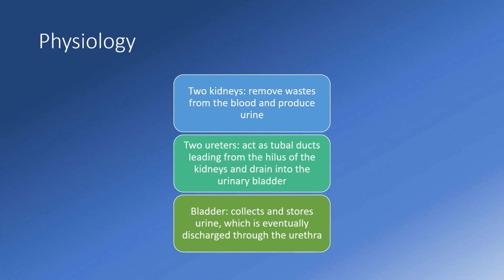Okay, 2 kidneys, 2 ureters, 1 bladder. The kidneys are going to remove waste from the blood and produce the urine. The ureters are going to act as tubal ducts that lead from the kidneys and drain into the urinary bladder. And the bladder is going to serve as a collection and storage unit for the urine, which eventually will be discharged through the urethra.